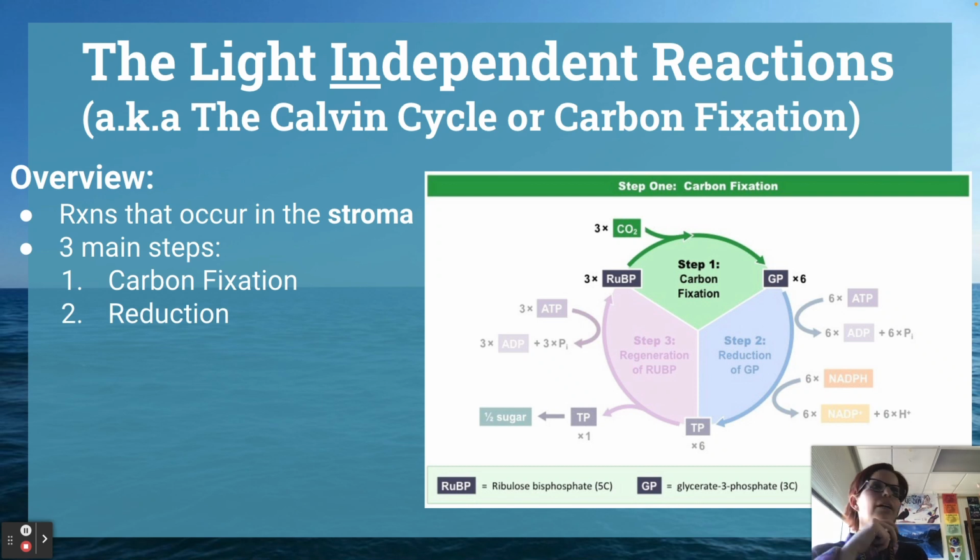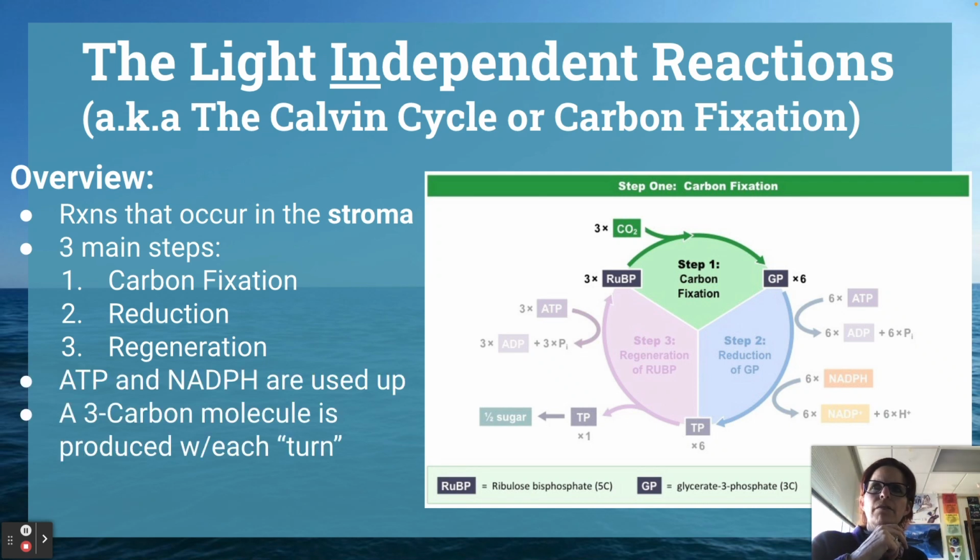And then reduction, make sure you understand that technical term. We already mentioned it once. What does it mean to be reduced? Adding electrons. So reduction is going to be happening. And then we regenerate the process so that it can cycle around and around and around. So I'll give you some details on that.